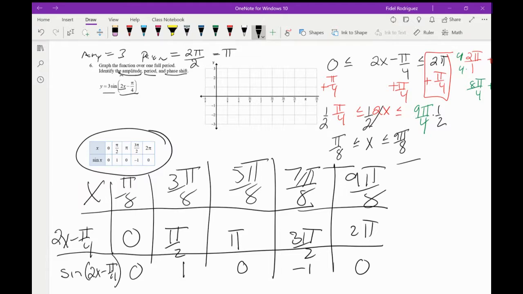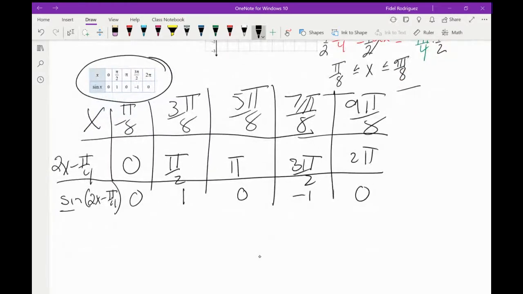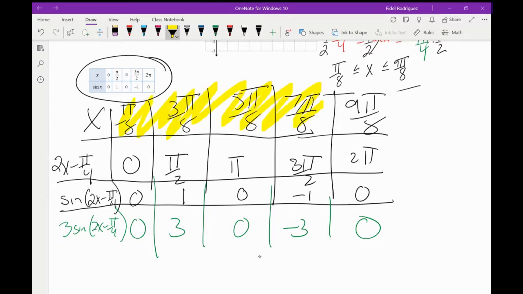And then what's the only thing we're going to put in front? A 3. So all we're going to do now, y'all, is take those same numbers and multiply them by 3. So this is 0, 3, 0, negative 3, 0, right? So now remember, when I'm going to come back to doing my graph, the numbers that I'm really interested in using are those and those, right?